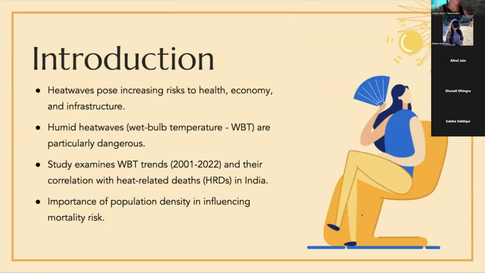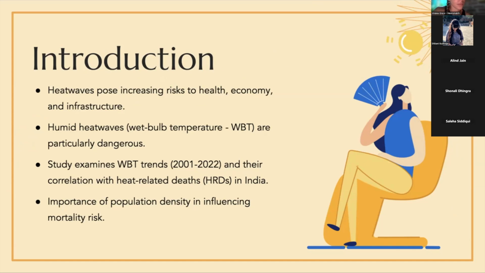Heat waves have become an increasing threat to public health, infrastructure, and economies worldwide. India, in particular, faces heightened risks due to its high population density and climatic conditions. Unlike traditional heat waves, humid heat waves, measured using wet bulb temperature, WBT, can be even more dangerous because they reduce the body's ability to cool itself through sweating.